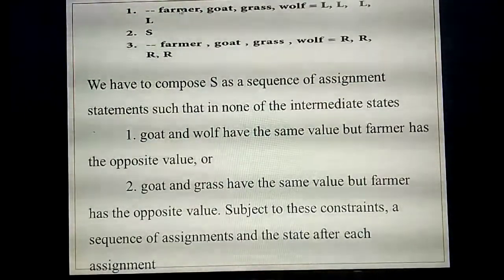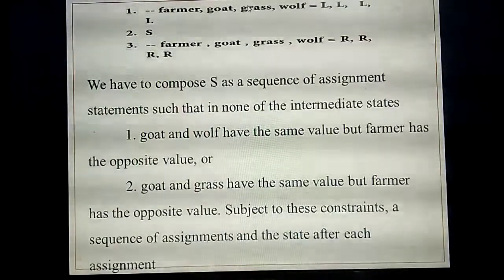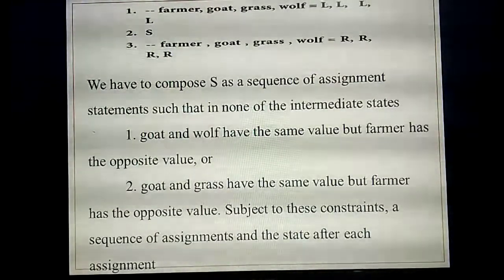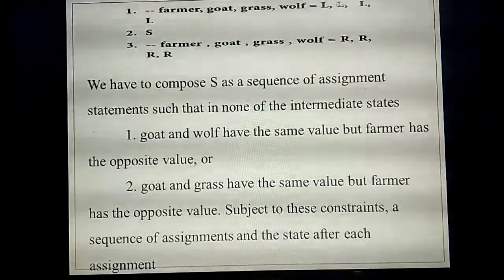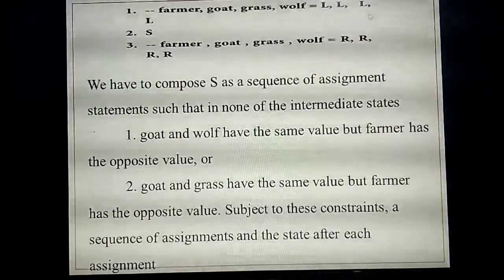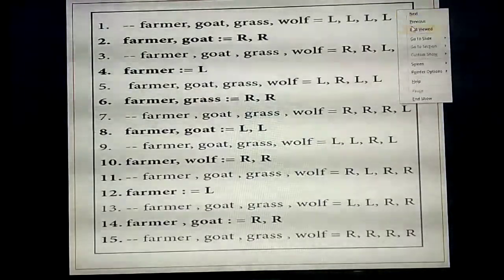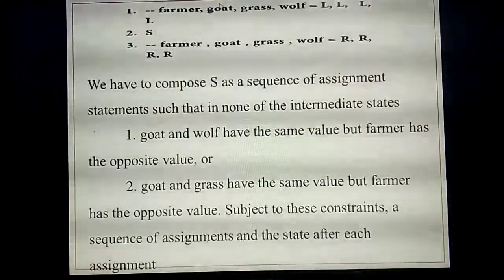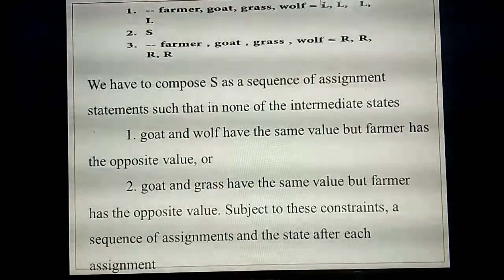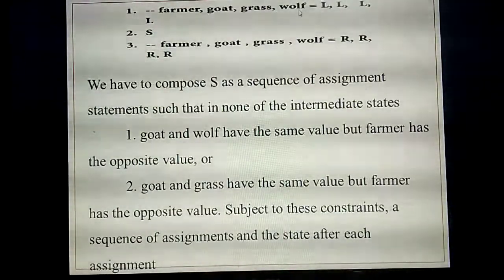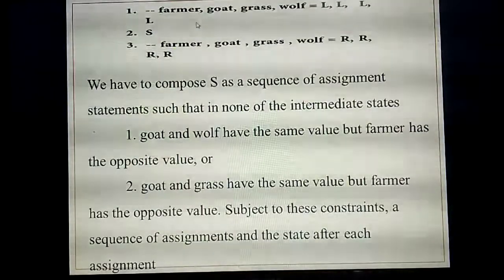So what's the initial state? Farmer, goat, grass and wolf. All four are standing at which side? Left side. L, comma, L, comma, L. This L also will come in the first line. Initially all four of them are standing on the left side: farmer, goat, grass and wolf. L, comma, L, comma, L.